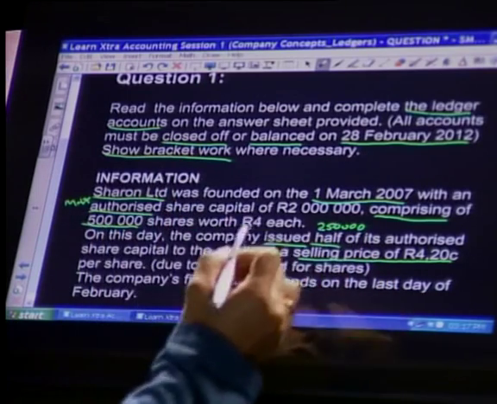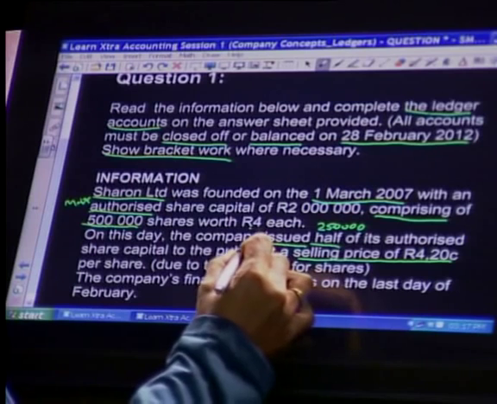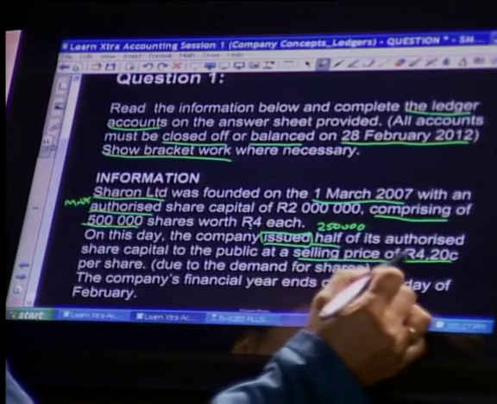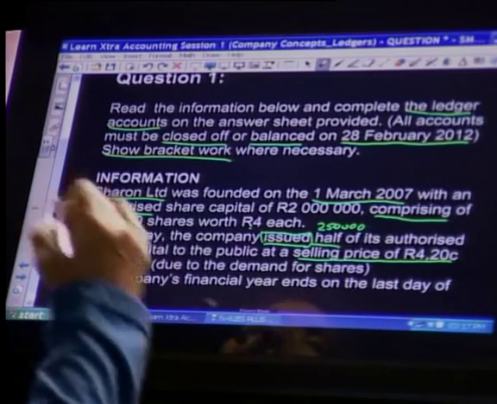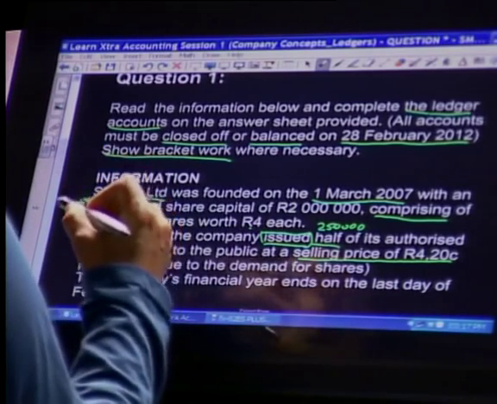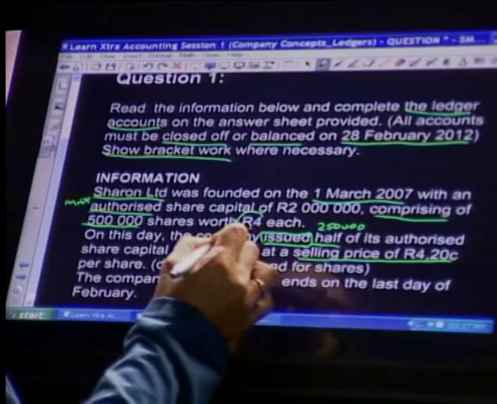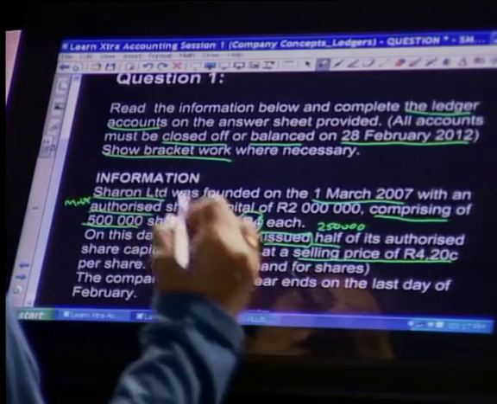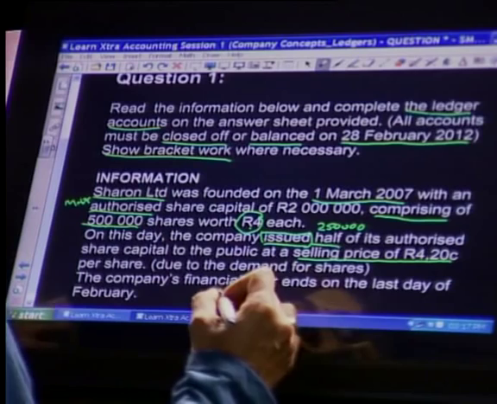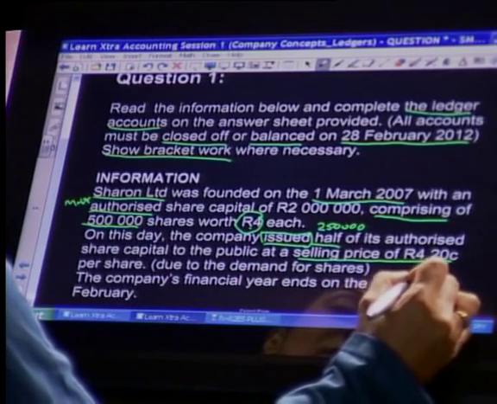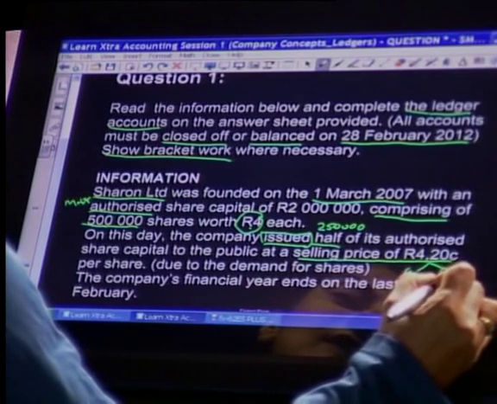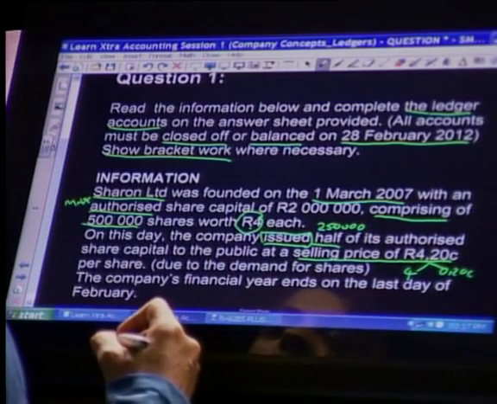500,000 divided by 2, 250,000 was the shares that were issued at a selling price of 4 Rand 20. Now immediately, guys, remember we discussed par value, we discussed premium. Your par value is 4 Rand, but the company sold shares at 4 Rand 20, in other words, above par value at a premium. So if we had to split this, 4 Rand is my par value, my 20 cents is my share premium.